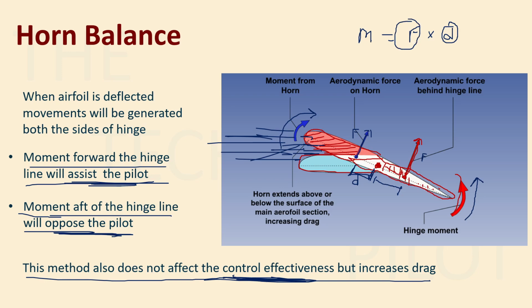But in this case, although we have changed the force, the direction of force is still in the same direction, right? The force that is generated here is in the same direction as the force that was generated by the control surface. So this will again not influence the control effectiveness. If there is a force that is generated opposite to the direction where the control surface is trying to make the force, then it will affect the control effectiveness. So horn balance also does not affect your control effectiveness, right?